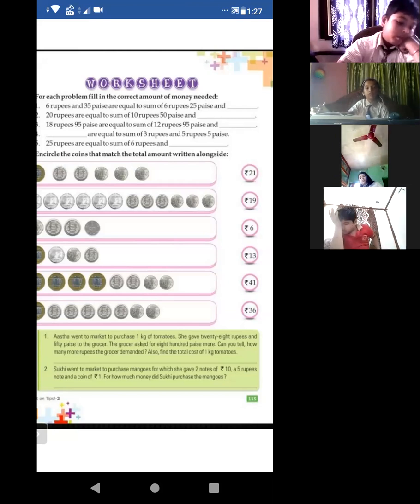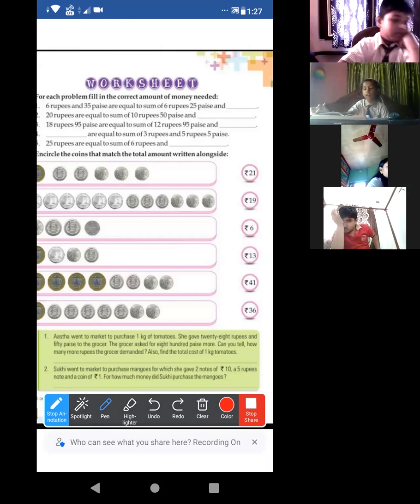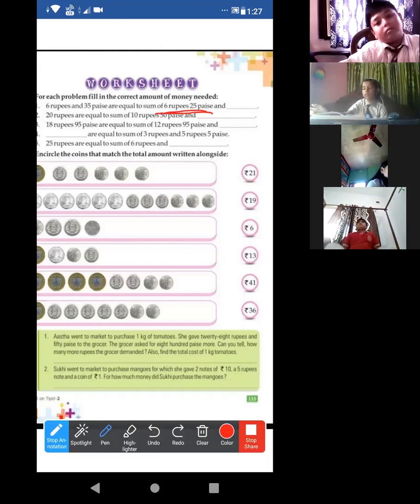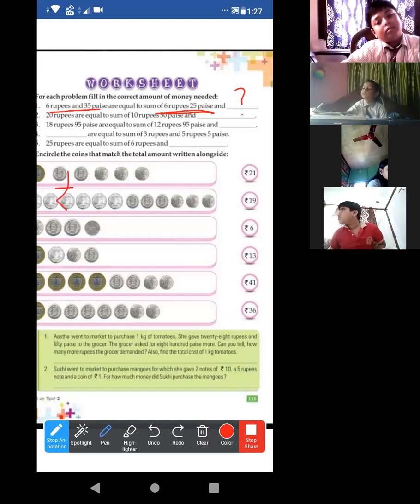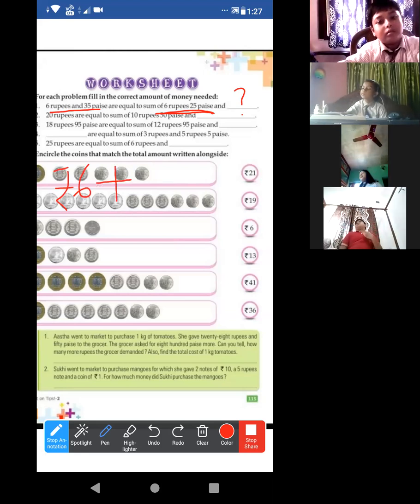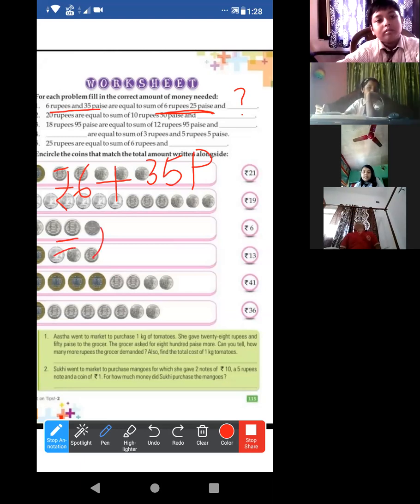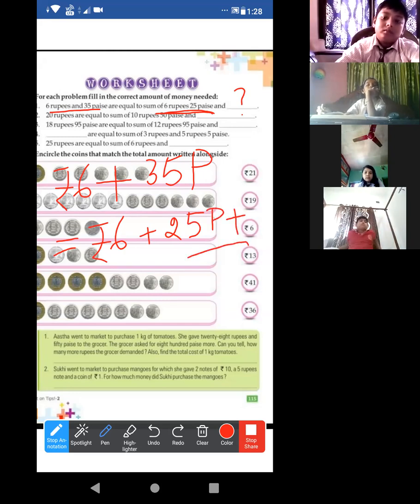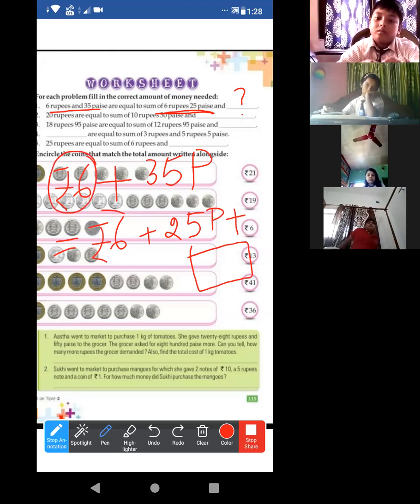First one is given 6 rupees 35 paise is equal to the sum of 6 rupees 25 paise and dash. Look, it is given 6 rupees plus 35 paise, right? This will be equal to 6 rupees plus 25 paise plus some amount. We will have to find that blank amount. Okay, now look, 6 rupees is common, so it is matching.